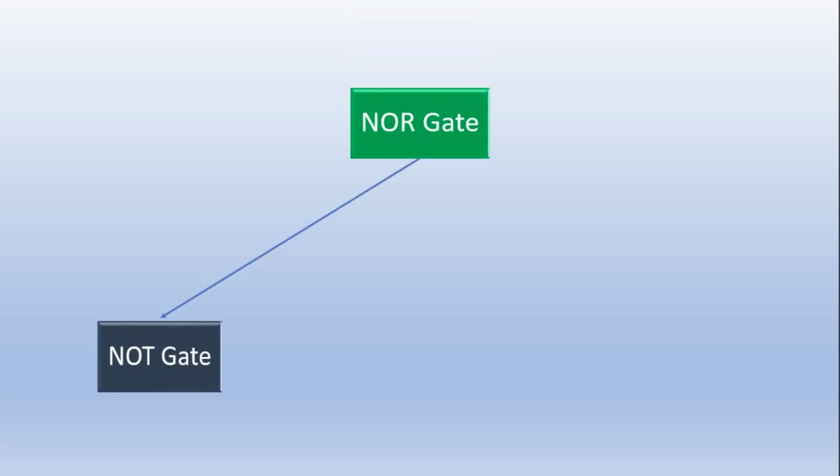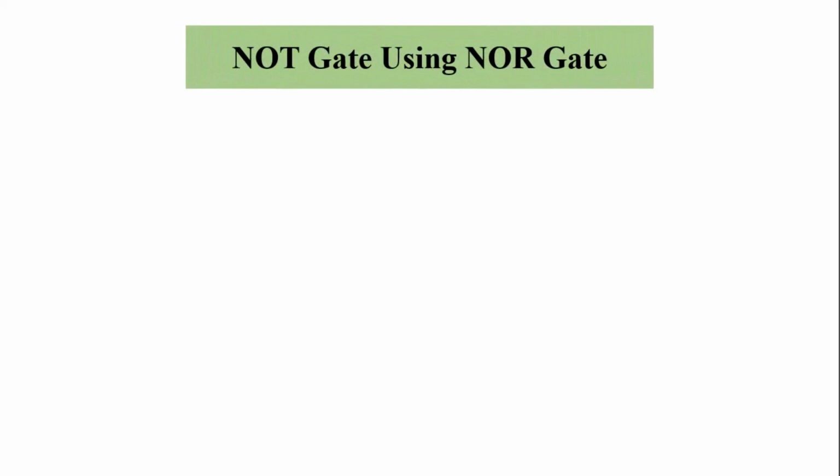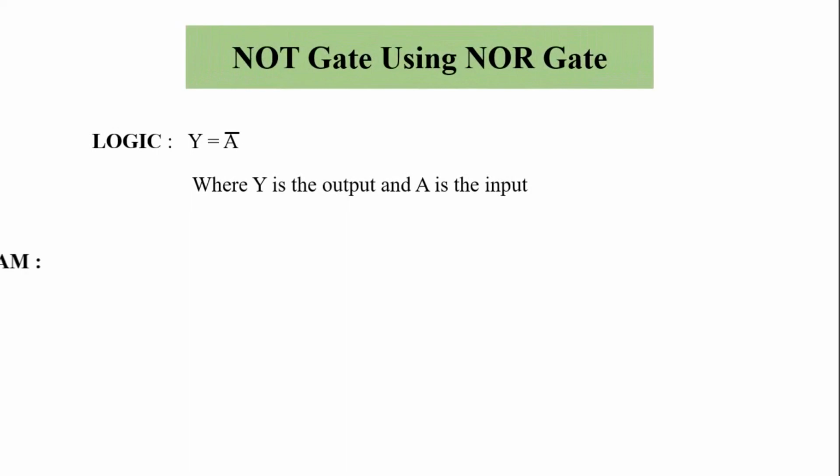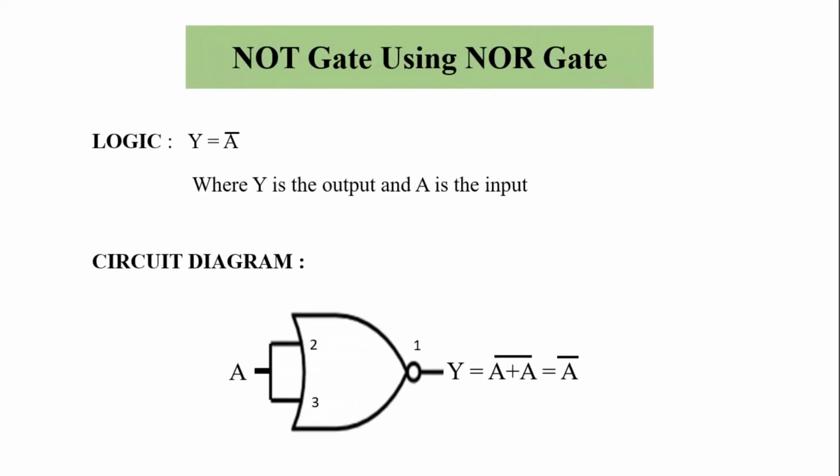Now we will use NOR gate to design NOT gate, AND gate and OR gate. NOT gate using NOR gate. Logic of NOT gate is already discussed. Circuit diagram. Like NAND gate circuit, here also only one input is taken to both the input pins. So the output Y equal to (A plus A) whole bar equal to A bar, which is the logic of NOT gate.